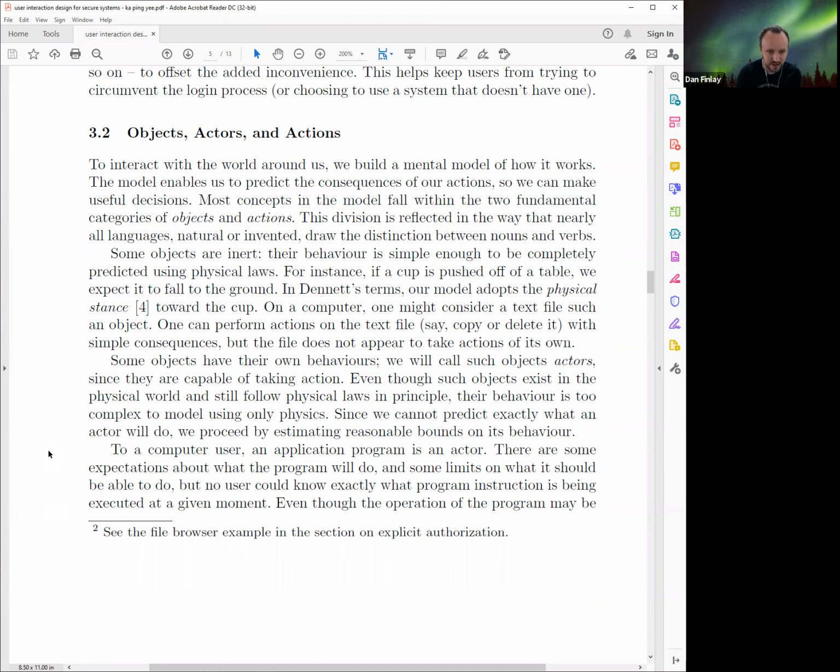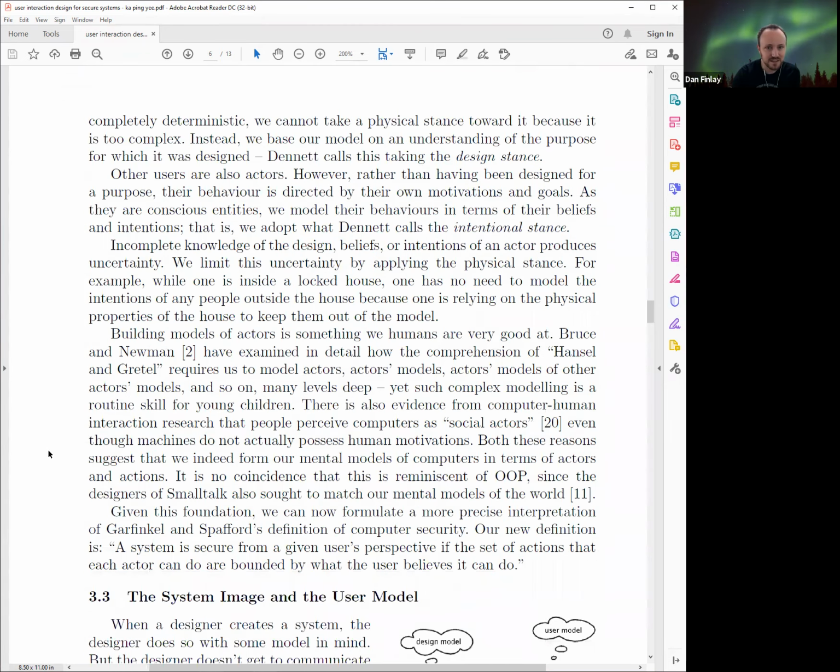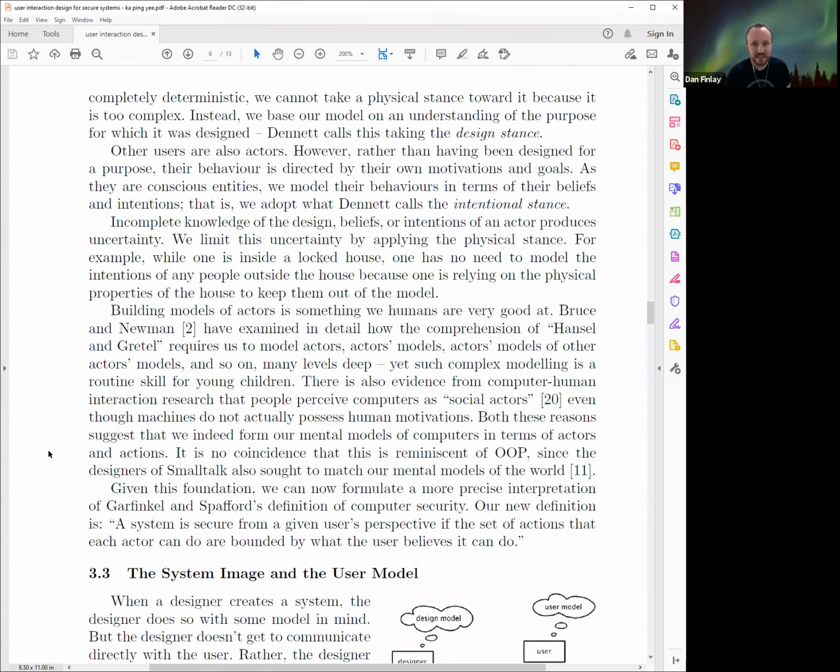To a computer user, an application program is an actor. There are some expectations about what the program will do and some limits on what it should be able to do. But no user can know exactly what program instruction is being executed at any given moment. Even though the operation of the program may be completely deterministic, we cannot take a physical stance towards it because it is too complex. Instead, we base our model on an understanding of the purpose for which it was designed. Dennett calls this taking the design stance.